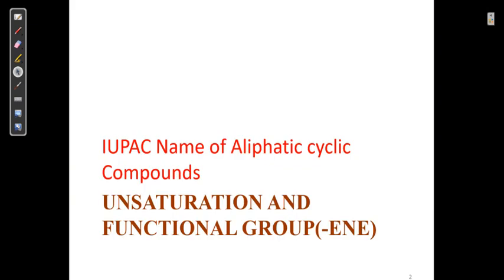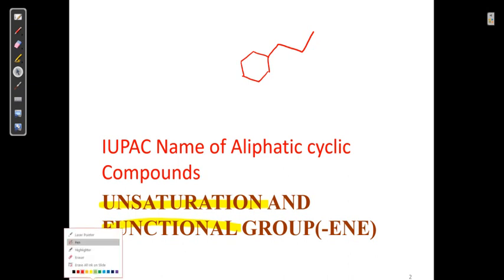Today's goal or focus is on naming an aliphatic cyclic compound containing a functional group as well as unsaturations. In today's IUPAC name, we have one cycle, and we also have side chains. The first and foremost thing is to divide the compound into two parts. One is the cyclic part, and another one is the side chain.